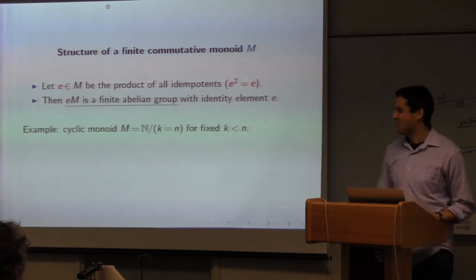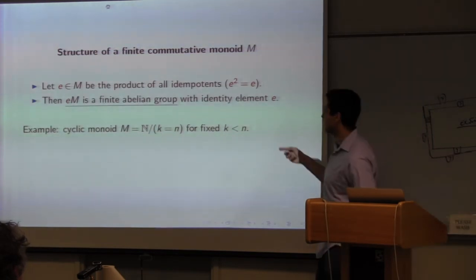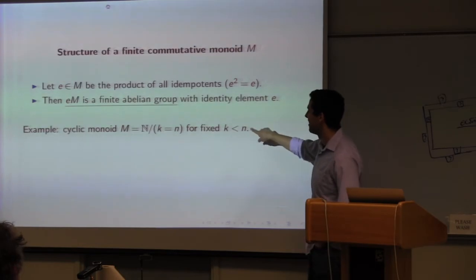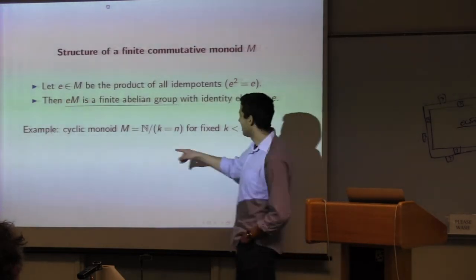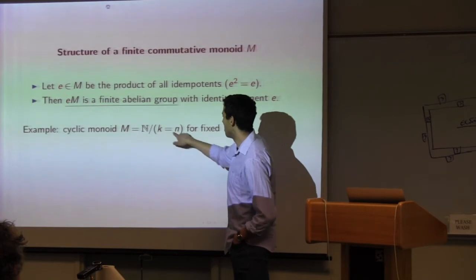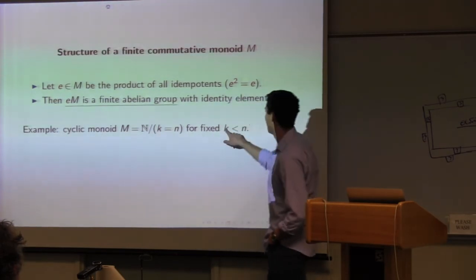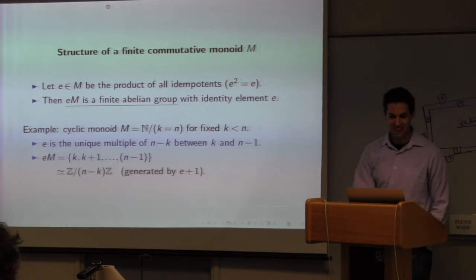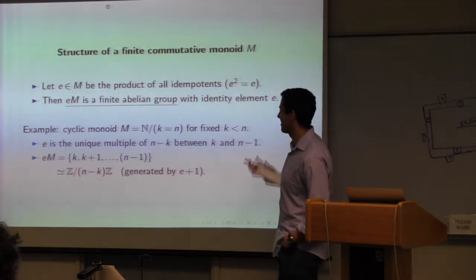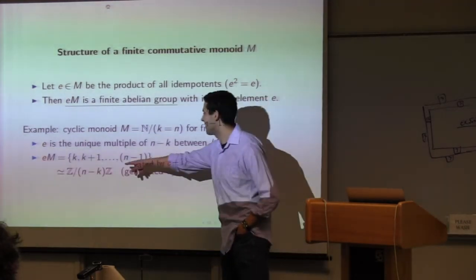People sometimes ask me for an example of this construction, and the simplest example to work through is just a cyclic monoid. So you take the natural numbers, mod out by one relation that k equals n for some fixed k and n. And I won't go through this, but you could check in this example that the group is Z mod (n minus k) Z.